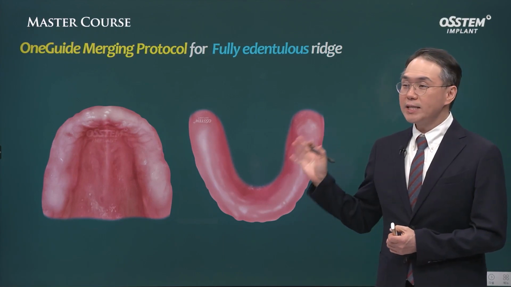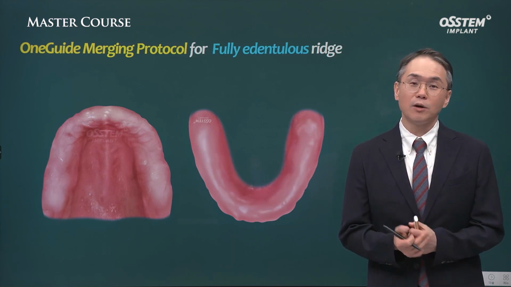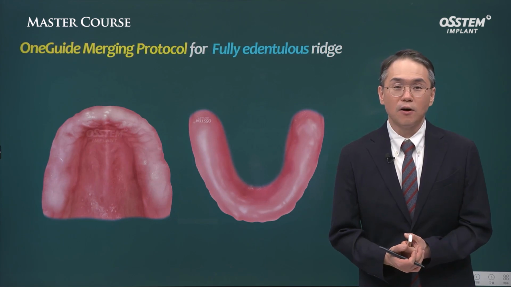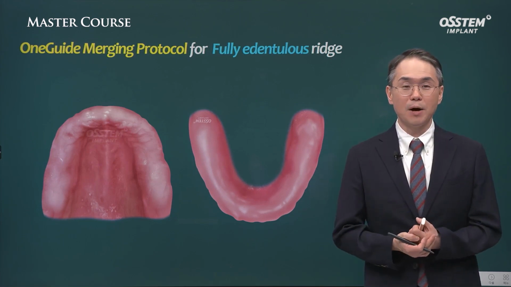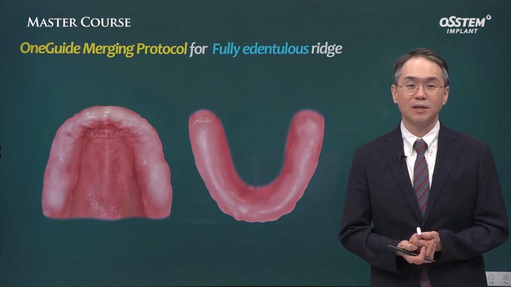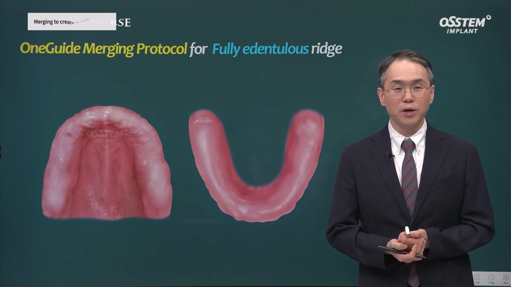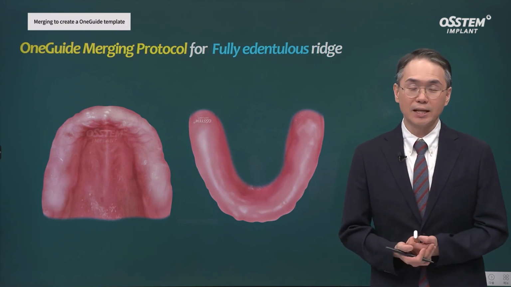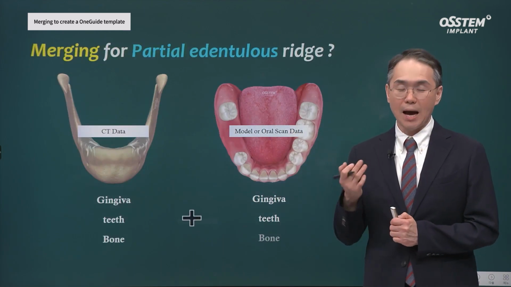If the patient has residual teeth, we can merge based on the teeth, but when treating an edentulous patient, you may wonder what to do to place the implant more safely by using OneGuide. In the case of a fully edentulous patient, I want to talk about how the merging protocol should proceed. I want to briefly talk about what Osstem recommends.